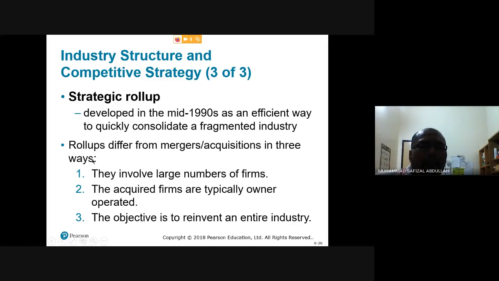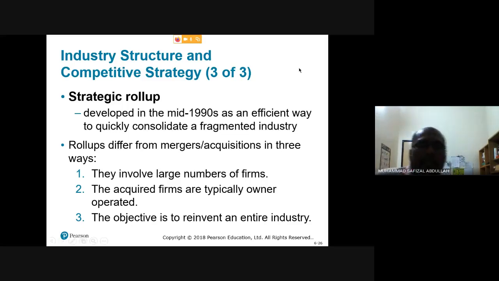What does it mean? Roll up differs from mergers or acquisitions in three ways. It says here, they involve a large number of firms. The acquired firms are typically owner operated, and the objective is to reinvent the entire industry. All right, what is a roll up? Roll up means that a smaller company is being bought off by a bigger company. But what is the difference between roll ups and merger or acquisition?